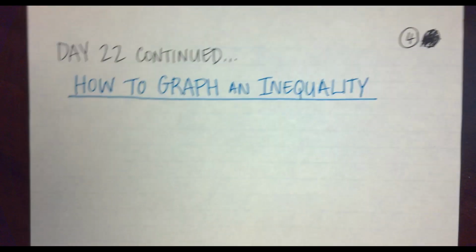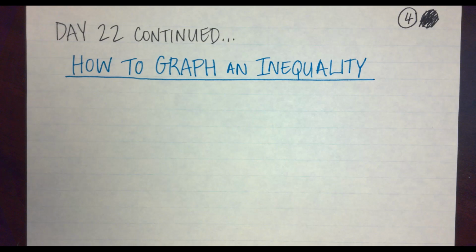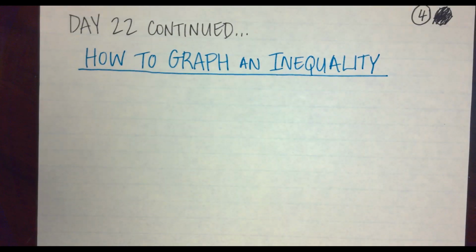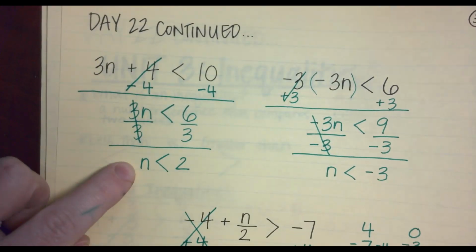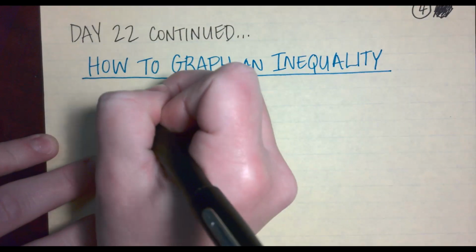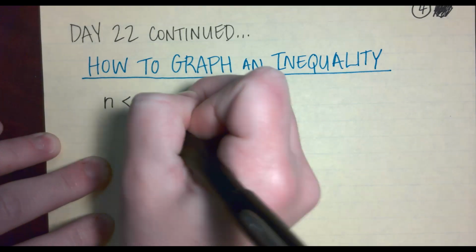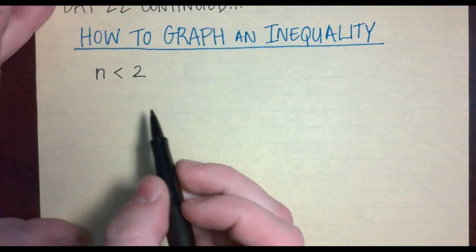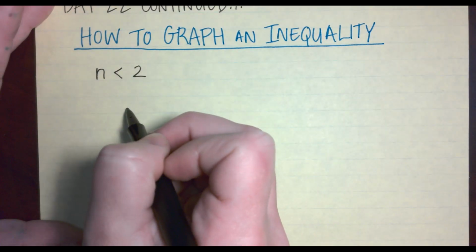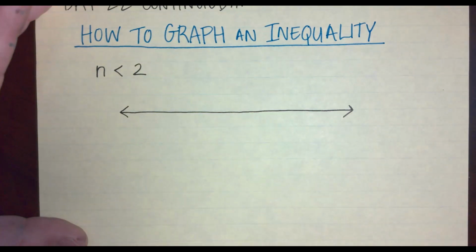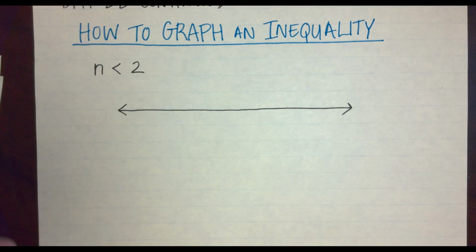All right, so here is how we graph an inequality. Let's start with one that we already solved. I'm gonna take the answer from this one. N is less than 2. So I'm just gonna write up here, N is less than 2. To graph an inequality, all we do is start by drawing a number line. So everybody make a little number line on your page.